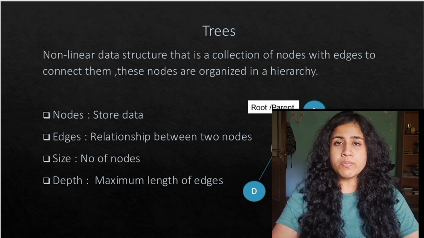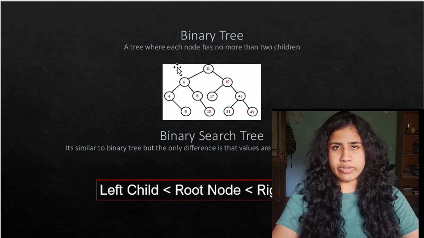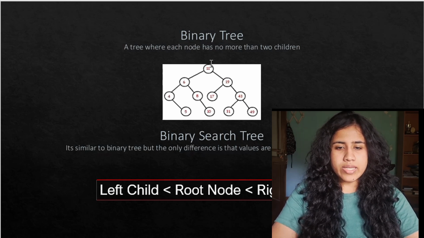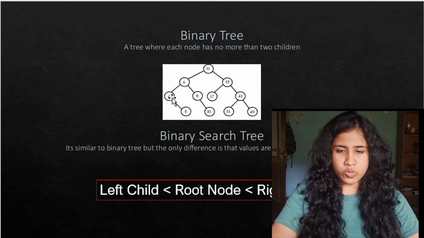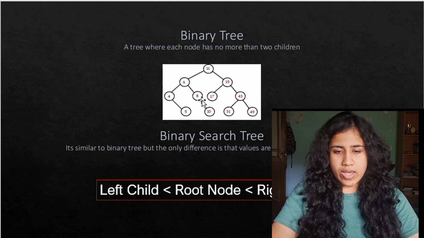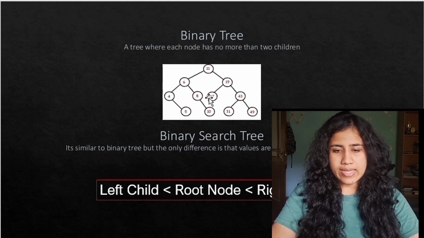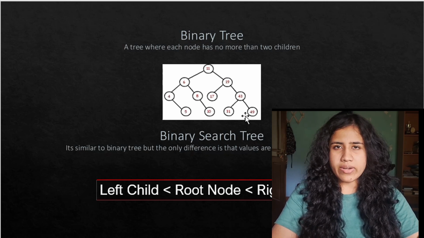Now we're going to talk about binary tree, which means that each node can only have 2 children. So here we can see 11 has 2 children, 6 and 19. Then if we go to 6, it has 4 and 8, 2 children. 19 has 17 and 43, 2 children. And here 4 has 5, only 1 child. 8 has 10, 1 child. 17 doesn't have any child. So that's how a binary tree works.